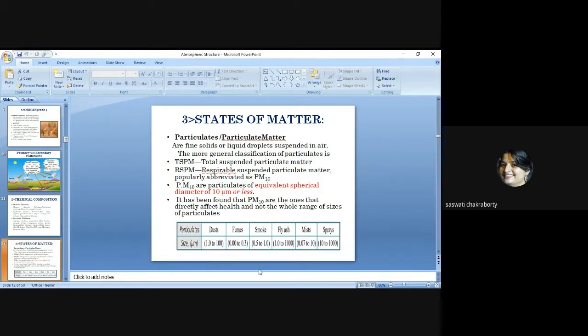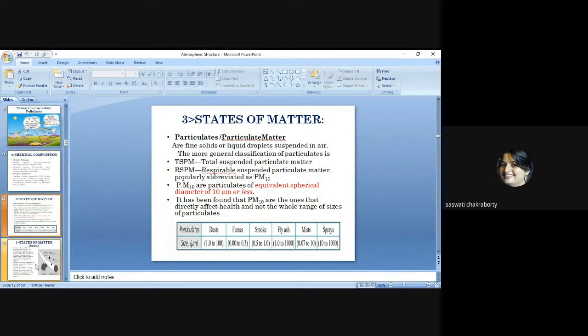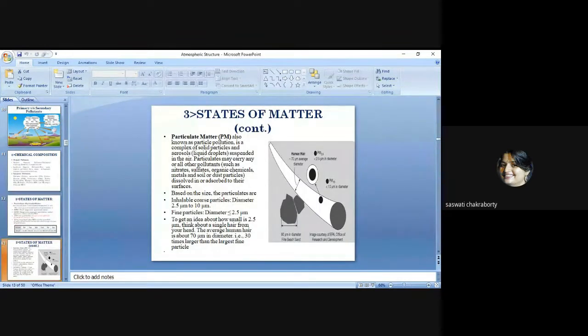Okay, and see, here is a chart explaining the dust. These are the sizes: the fumes, the smoke, the fly ash. Fly ash is normally obtained from industries. There's mist and spray. It's a chart depending on the size. See, here it's a comparison between particulates.